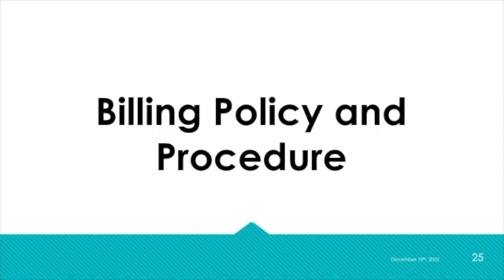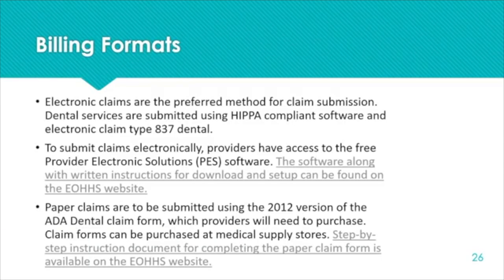Billing policy and procedures. Some of the billing formats that we have: if you're going to submit a claim electronically, you'll want to submit it on 837 Dental. As I said on the previous slide, we do have free software. If you don't currently have your own software to submit claims electronically, we have free software that you can download. There are instructions on the EOHHS website as well, so you can always utilize that free software for your claim submissions.